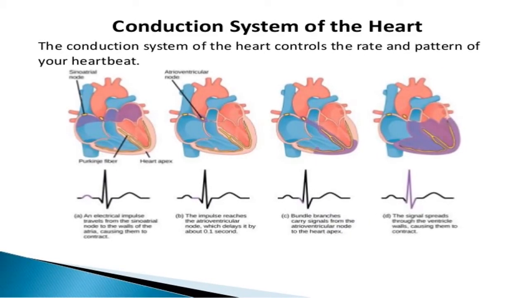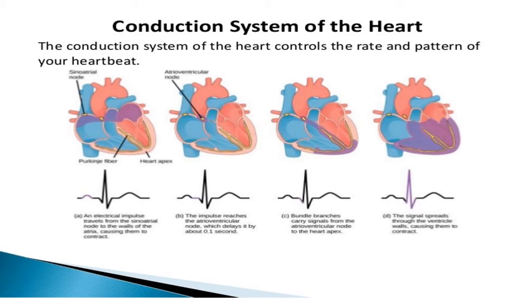Conduction system of the heart. The conduction system of the heart controls the rate and pattern of the heartbeat. In the first diagram you can see the SA node of the heart. The SA node is called the pacemaker of the heart. Then after the SA node, it comes to the atrioventricular node, which is in the right atrium at the junction center of the septum. Next you can see the bundle of His, and last the Purkinje fibers.